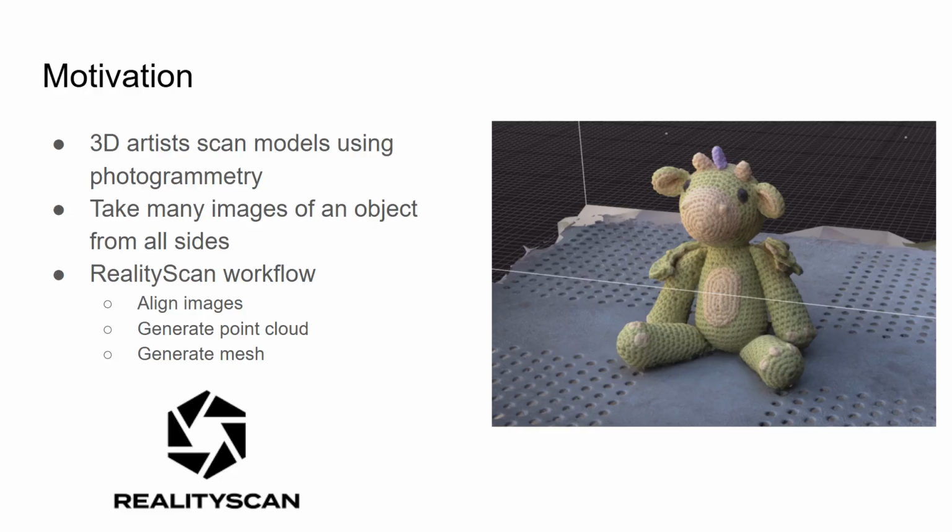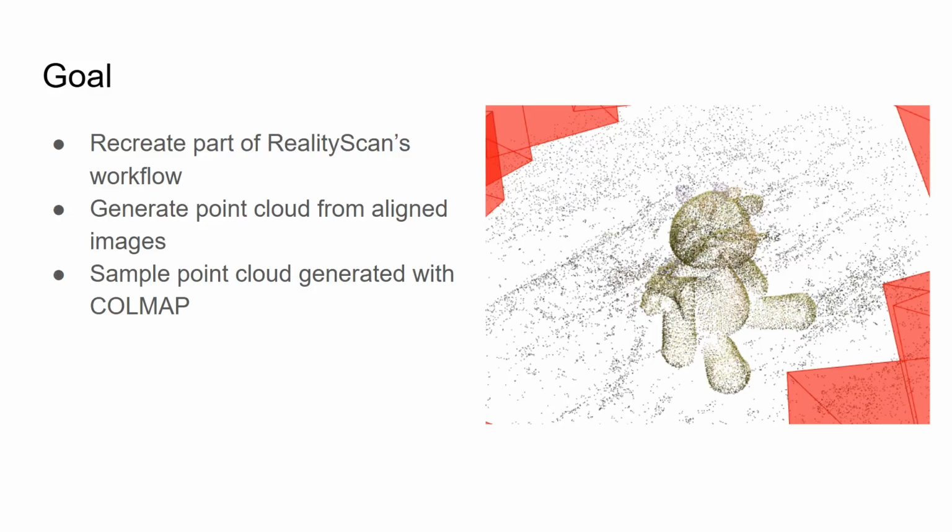The way that software works is it first takes in all the images and aligns them, and then it generates a point cloud from those aligned images, and then finally it reconstructs a mesh from the point cloud. So for my project, I want to recreate part of that workflow, specifically the part about taking aligned images and then generating a point cloud. This is a point cloud generated using a different software called COLMAP.